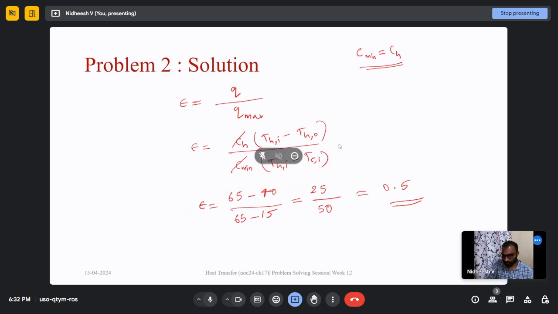Take a minute to go through the solution. This was a small problem. We had to find the effectiveness of the heat exchanger, and we know that it is the ratio of the heat transfer rate of either the hot or cold fluid divided by the maximum possible heat transfer rate. With that, we substituted all the values and found the solution.